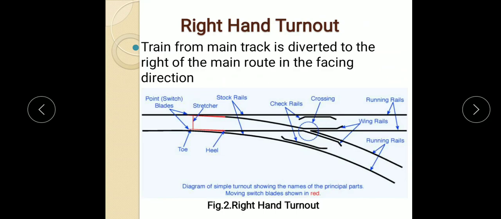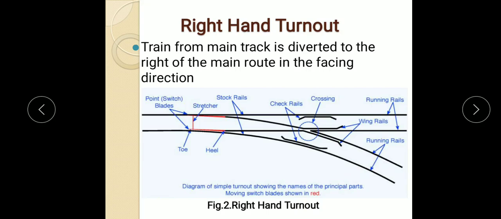So the first type of turnout is the right hand turnout. Whenever a train from the main track is diverted to the right of the main route in the facing direction, it is called a right hand turnout. Here, figure 2 shows the right hand turnout, in which this is the main track and the train is diverting to the right of the main route, therefore it is called a right hand turnout.